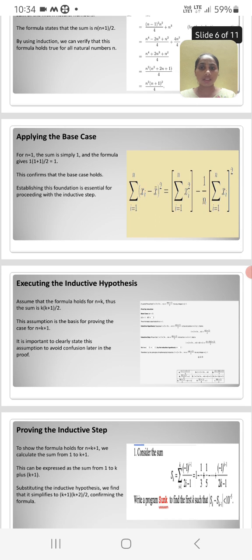And then applying the base case. For n is equal to 1, the sum is simply 1, and the formula gives 1 into 1 plus 1 divided by 2. This confirms that the base case holds. Establishing this foundation is essential for proceeding with the inductive step.